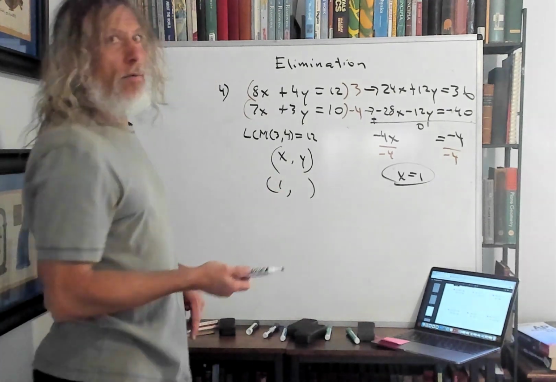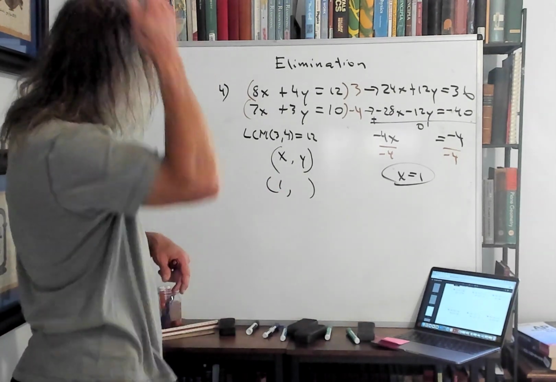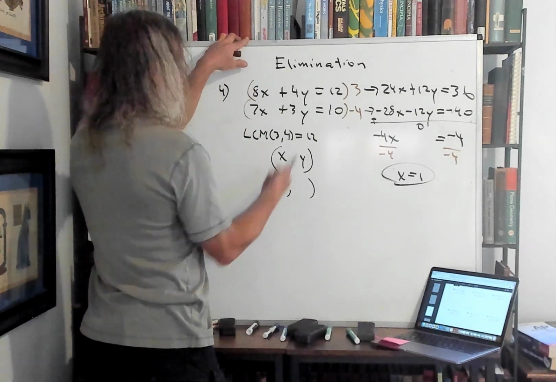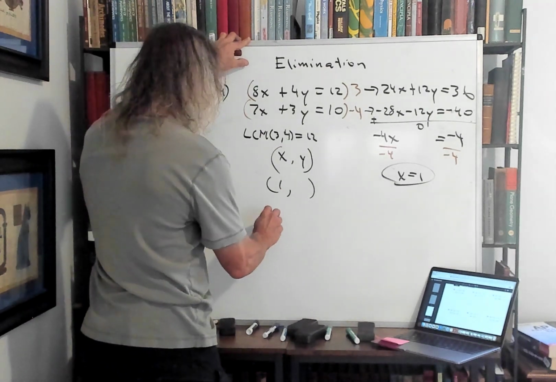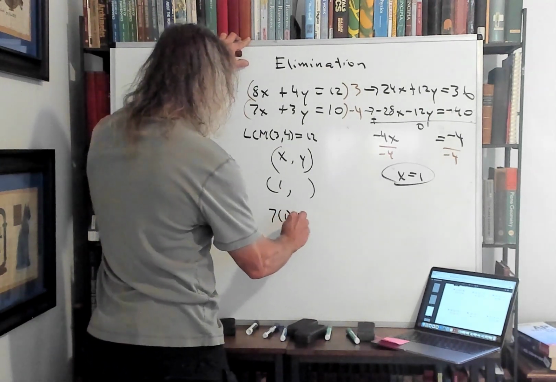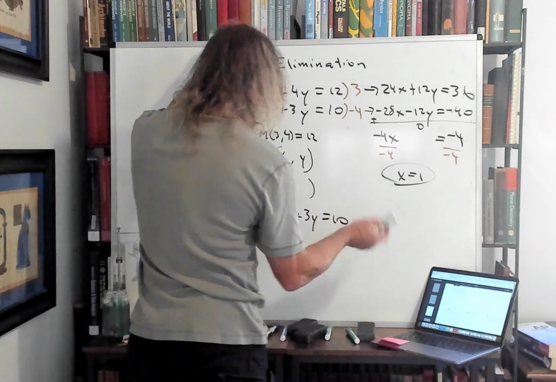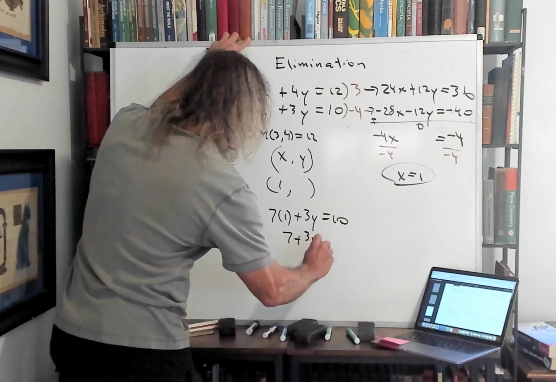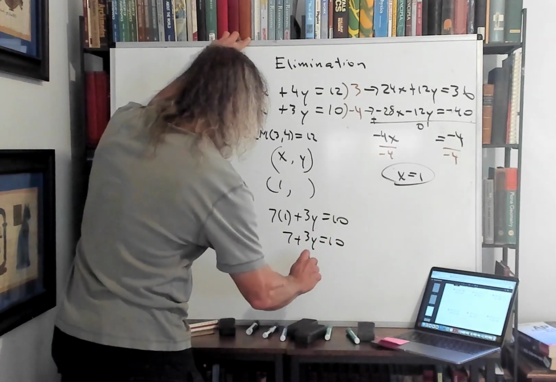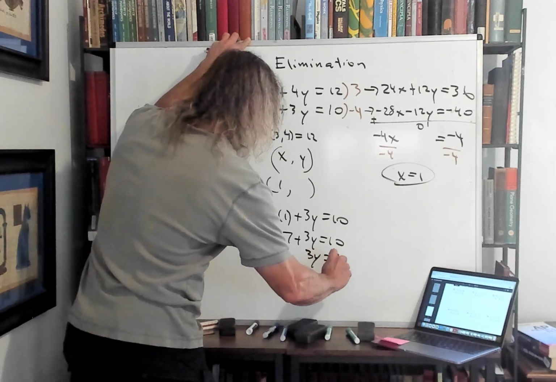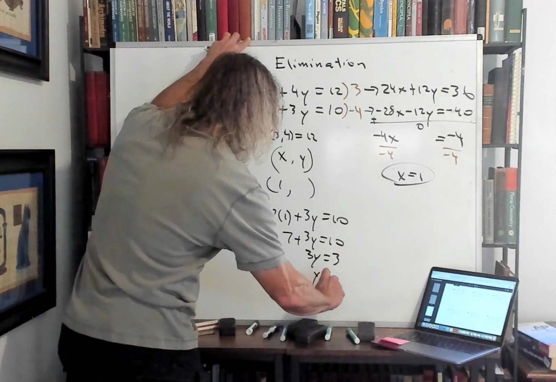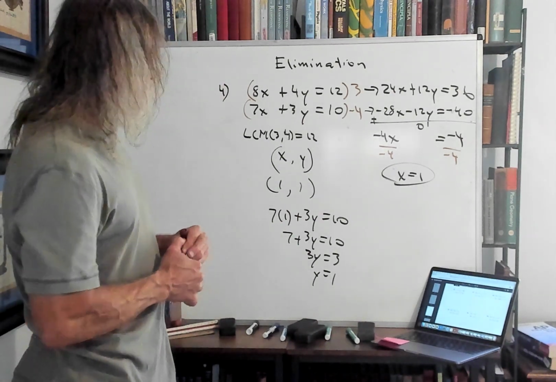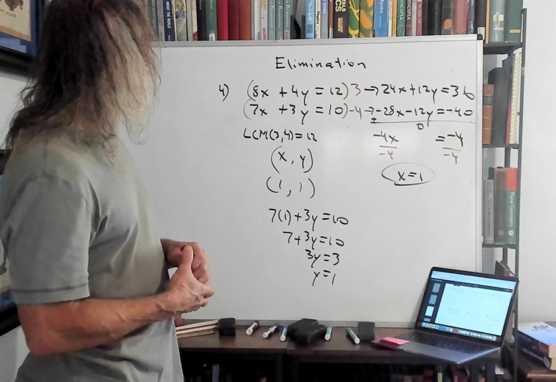So again, we're trying to find our ordered pair. And we know we have a 1 there so far. Now we need to get the y value. So we put 1 in for x. We pick the second equation this time. 7 times 1 plus 3y is 10. That's 7. Subtract 7. Divided by 3. y is 1. So (1, 1). So there's a few examples.